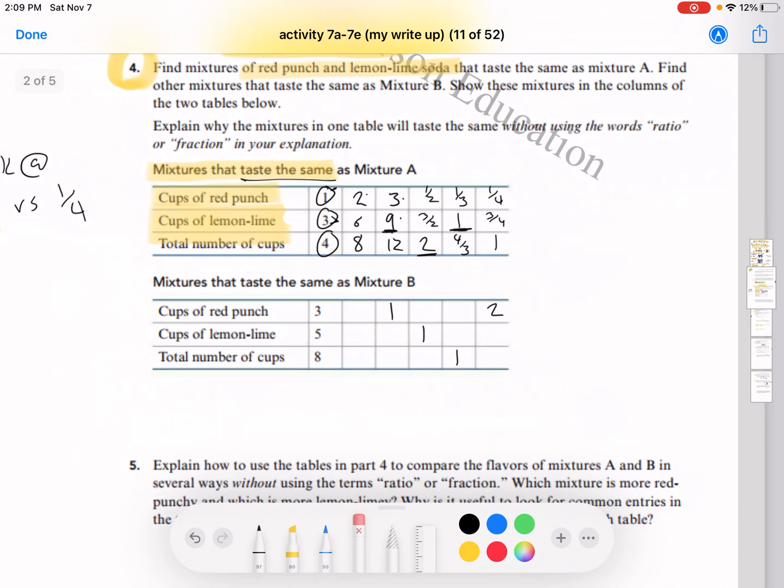Now, this is a different one. It says, let's come up with mixtures that taste the same as mixture B. So you can always say, well, let's double this, and let's double this. And again, hopefully this plus this also equals this. Otherwise, this context doesn't make sense. Now, what if I wanted to make 2 cups or use 2 cups of red punch?